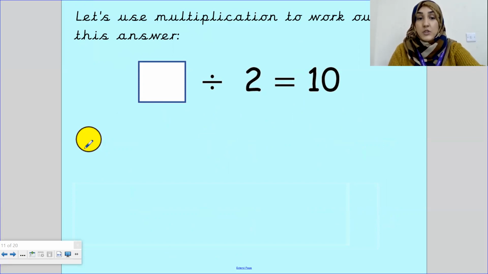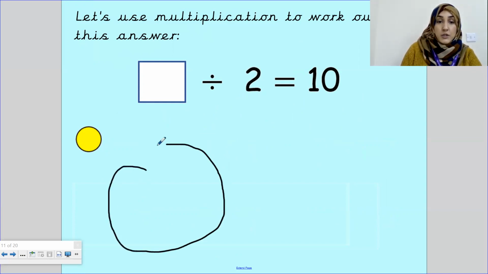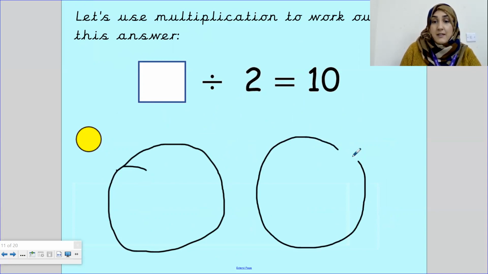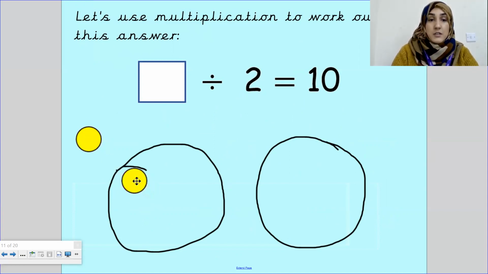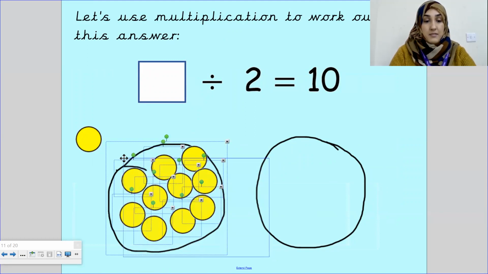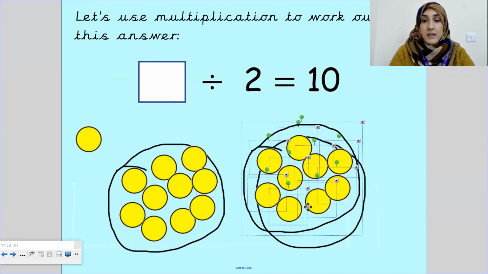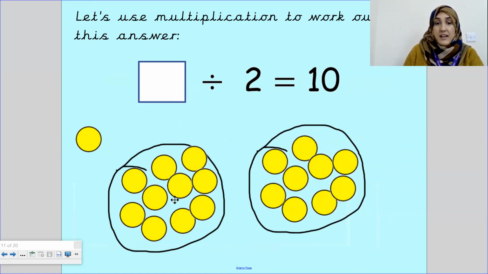Again, there are two groups. So a total number divided by two groups equals 10. So there are 10 in each group. That's what the number sentence is telling me. So I'm going to put one, two, three, four, five, six, seven, eight, let's move that up there, and 10. And then I am going to do the exact same thing on this side, so now I have 10 on this side too.